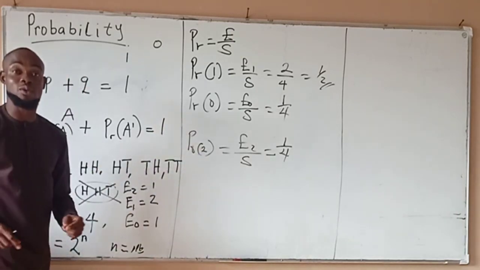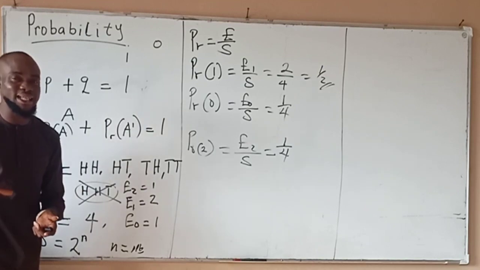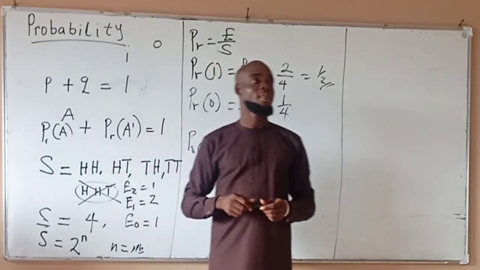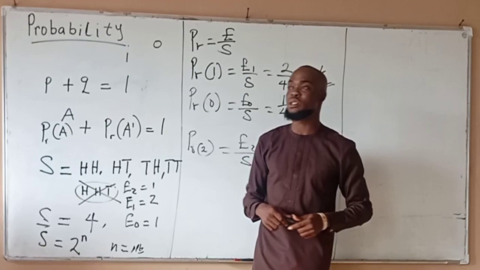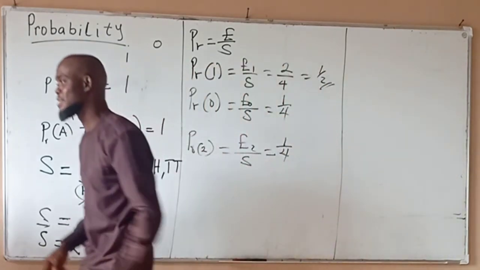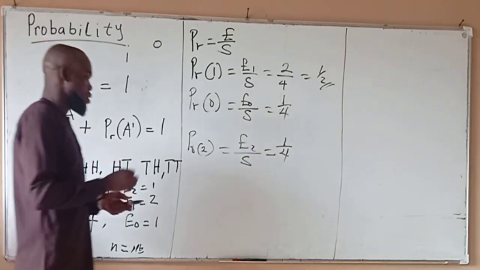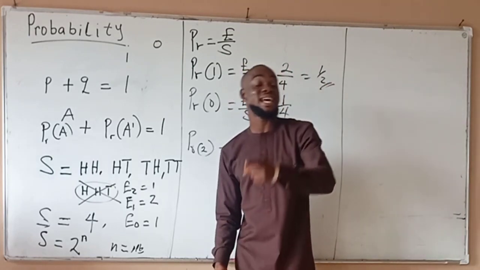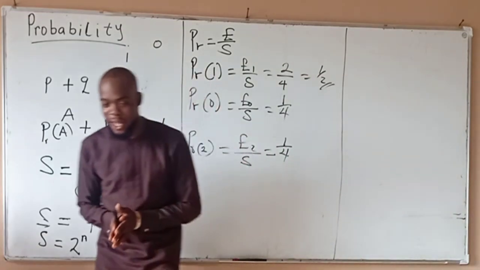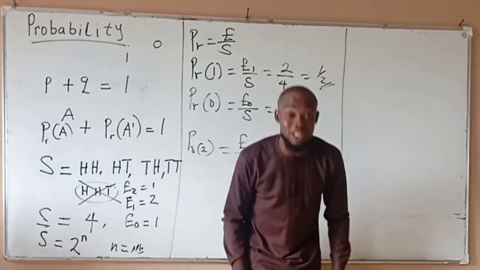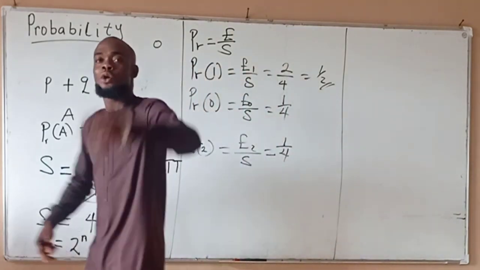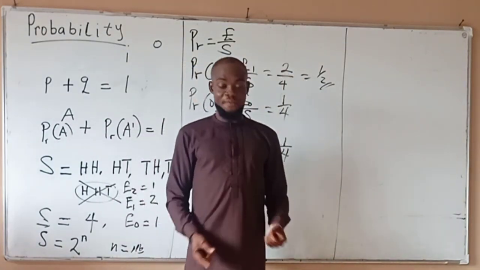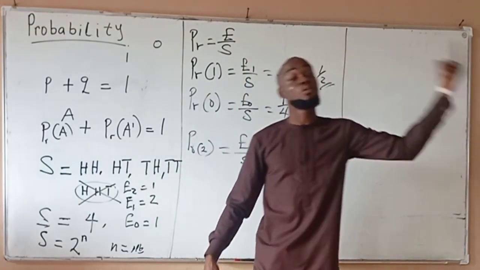Let's start with mutually exclusive events. Number 1, types of events: mutually exclusive events. Events are said to be mutually exclusive if they cannot occur at the same time. You cannot be in the US and the UK at the same time. So the event of being in the US and the UK at the same time is an impossible event. Number 2, you cannot be in Nigeria and in Ghana at the same time. It's not possible. So the event of being in Nigeria and Ghana at the same time is mutually exclusive.